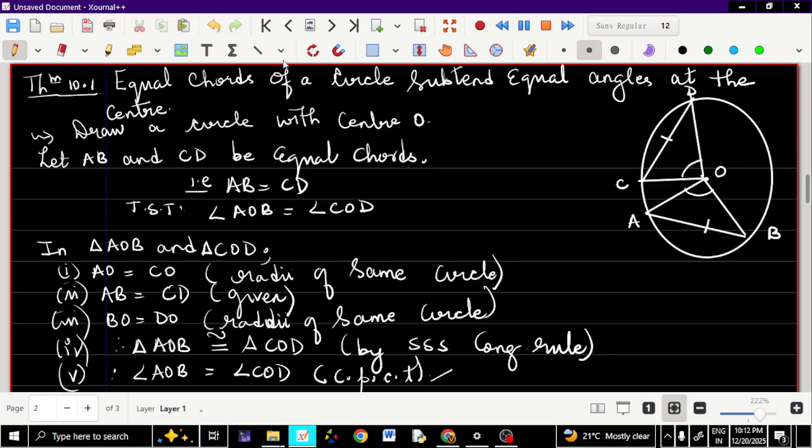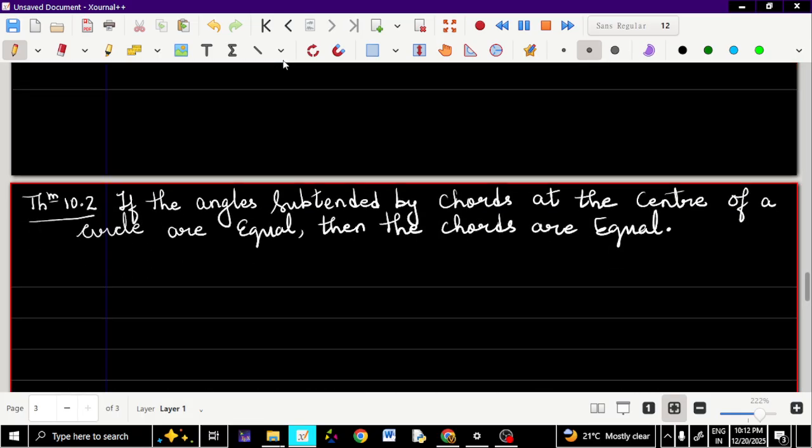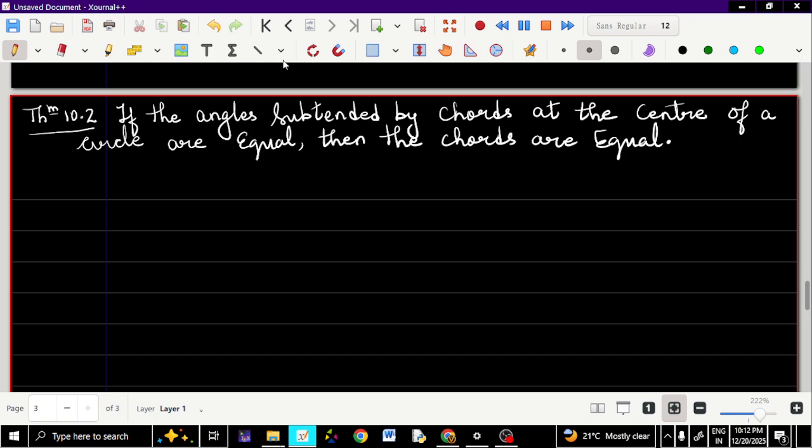Okay, I hope the proof is clear. Now, the converse of this will be theorem 10.1. I have it here. Now, it is given to you that if the angles subtended by two chords at the center of a circle are equal, then the chords are equal.